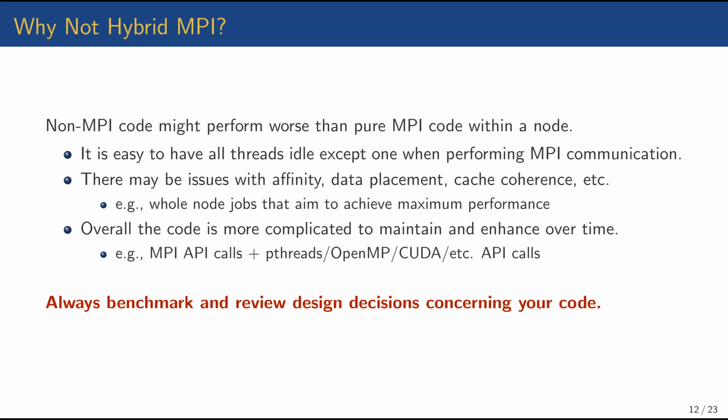And the other thing I will emphasize here is always benchmark and review your design decisions concerning your code. If you're unsure, submit a ticket, ask for help, and we will help you do that. But you want to benchmark your code. You don't assume something runs faster because it's in parallel, or because you used one API over another, or one compiler over another, etc. Do not assume, benchmark the code.